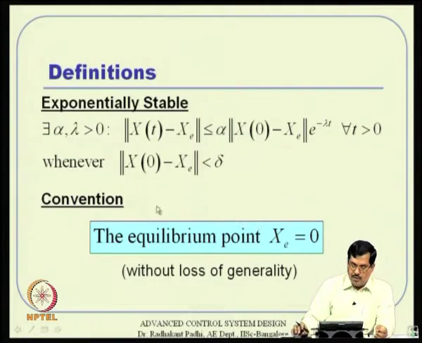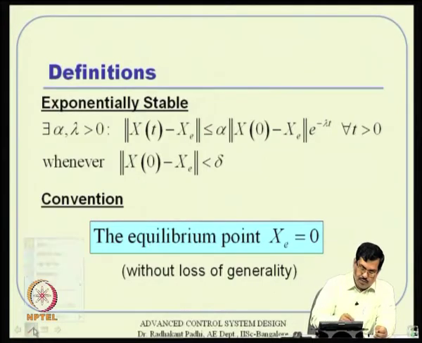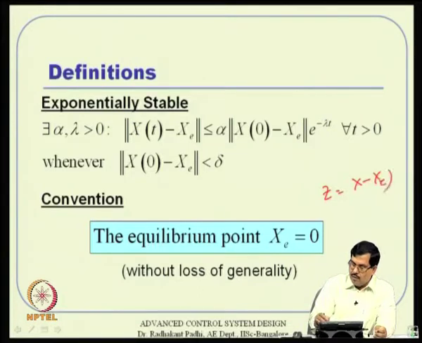Now, for further discussions, without loss of generality, we will take it that x e is equal to 0, and if x e is not equal to 0, then you do this coordinate transformation. That means you define a new variable, something like z equal to x minus x e, and then z dot is nothing but x dot minus x e dot, and if it is an equilibrium then that is 0.